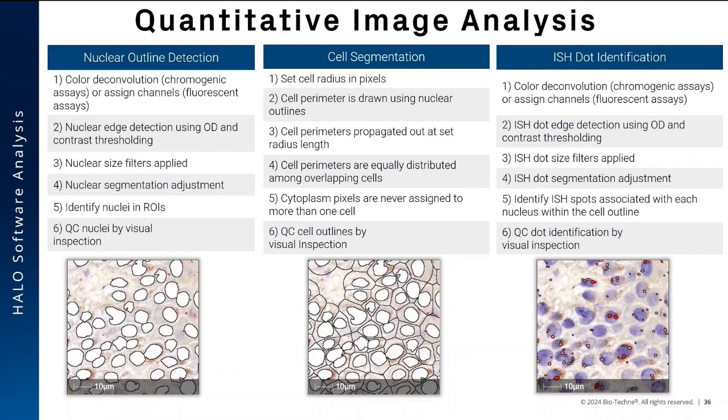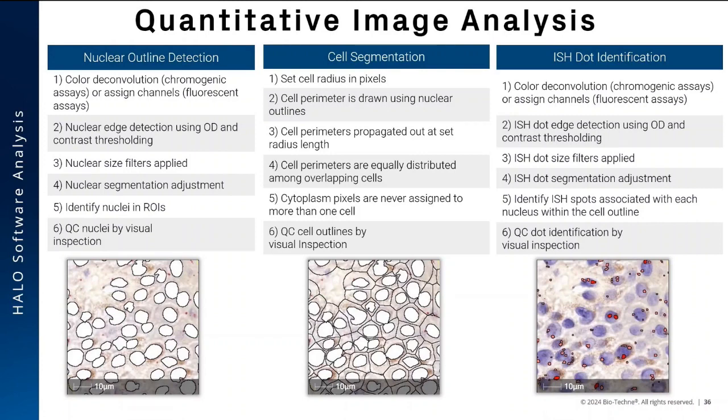If it's a chromogenic assay, the detection is done via color deconvolution. If it's a fluorescent assay, we assign channels. Then we use nuclear size filters because sizes differ between tissues and ROIs. Next is the nuclear segmentation to detect the individual nuclei that are in the clump. We adjust the settings to make sure we are neither over-segmenting nor under-segmenting the nuclei.